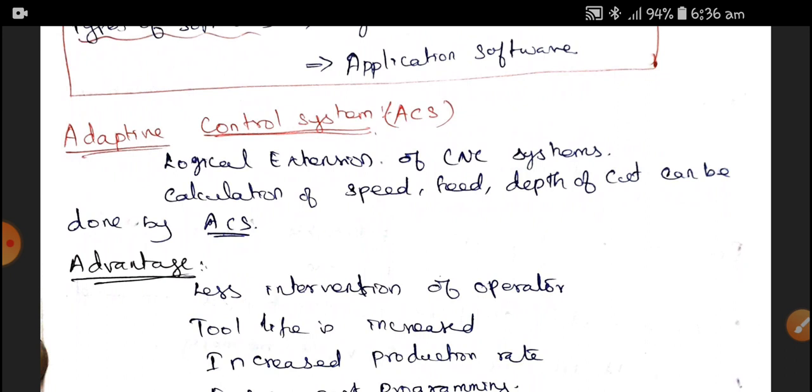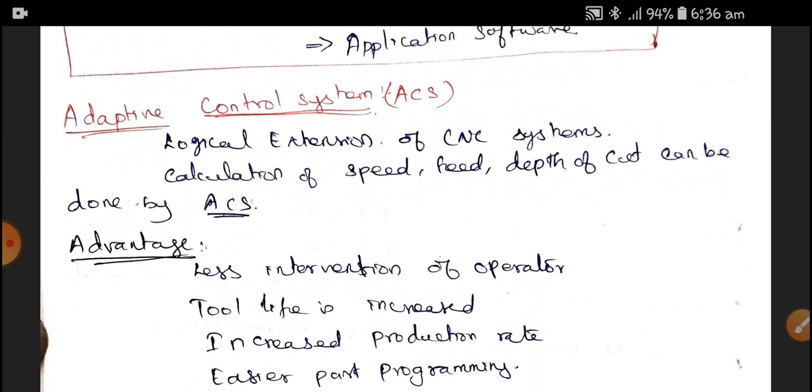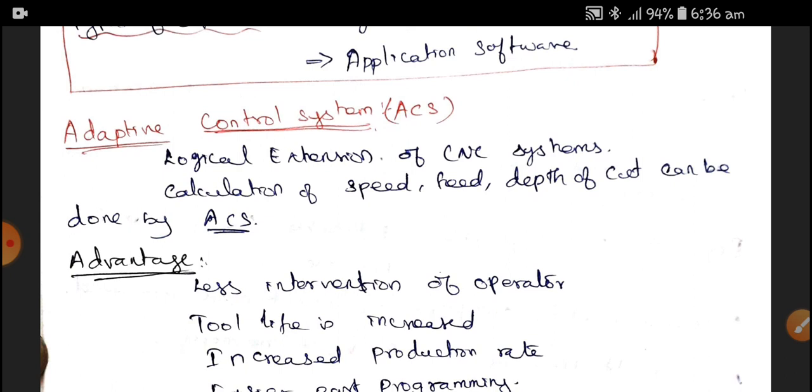So next is the adaptive control system, simply called ACS. It is a logical extension of the CNC system. The calculation of the speed, feed and depth of cut can be done in the adaptive control system. In CNC, ACS plays a major role because the feedback and the speed, feed and depth of cut can be controlled simultaneously whenever needed, and whenever it is not needed, the system controls itself. That is why the advantages of CNC are more.